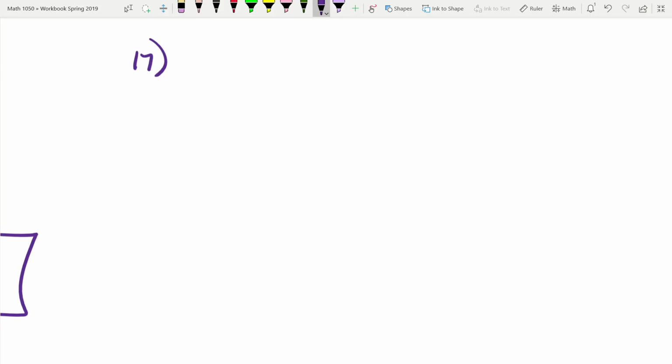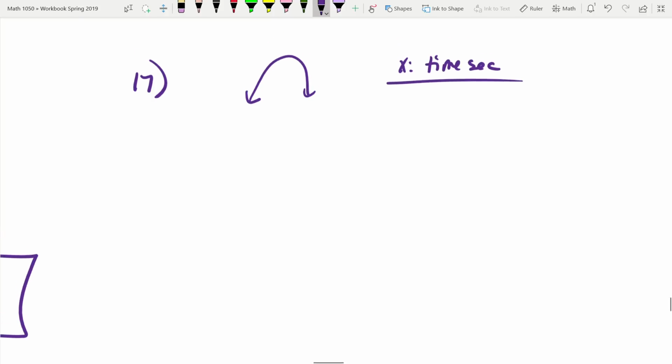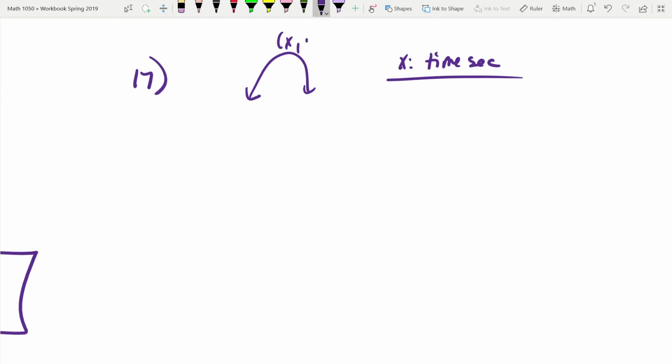This is going to be a parabola that opens down. X stands for time in seconds, so that's what they want. They just want the x coordinate of the vertex. To find the x coordinate of the vertex is just negative b over 2a. So that is negative 42 over 2 times negative 16. I know that's going to be a positive.